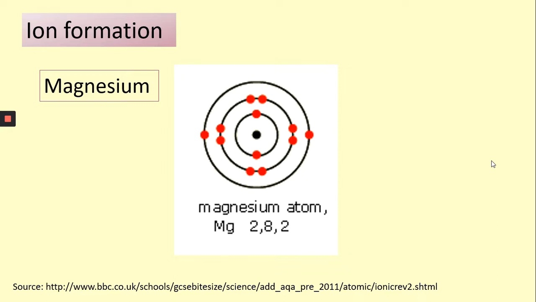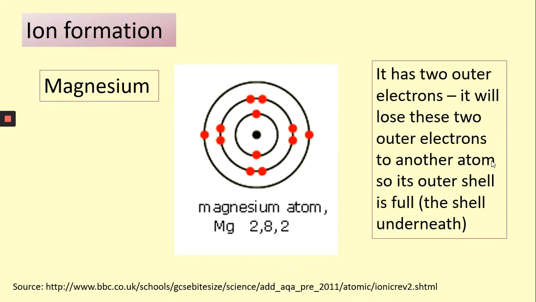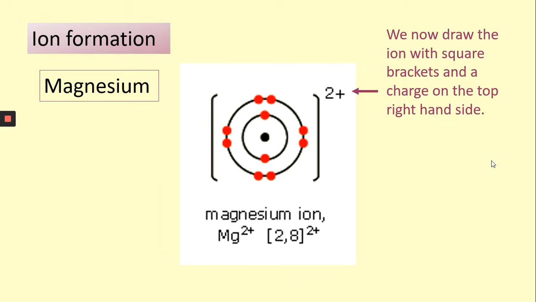So magnesium is going to lose those 2 electrons when it becomes an ion. It's a metal, so it will always lose electrons. Non-metals always gain electrons. Once it has lost those 2 outer electrons, the second shell that has 8 electrons is now full. So when it becomes an ion, we now draw them with a square bracket.